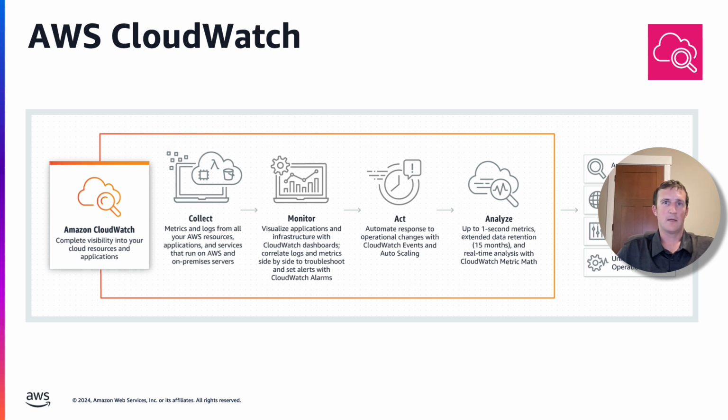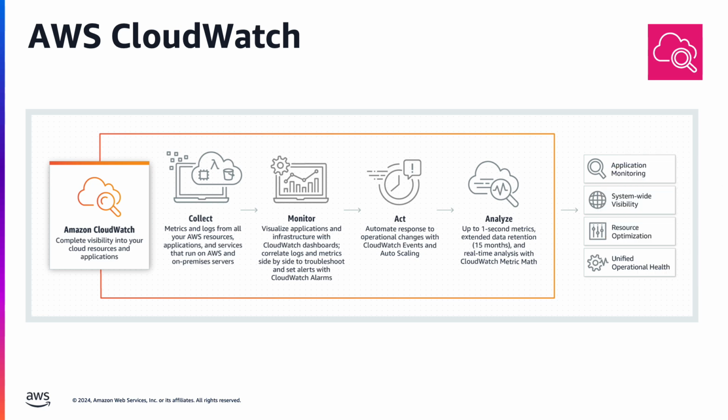You're able to collect metrics and logs from your AWS resources, applications, and other services that run on AWS. You're able to monitor and visualize the different metrics coming in from these applications. You can set reactions to specific events so that you can automate responses. And you have the ability to analyze these metrics and perform more informed decision-making based upon that data.